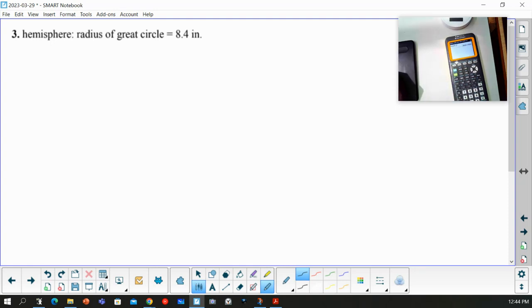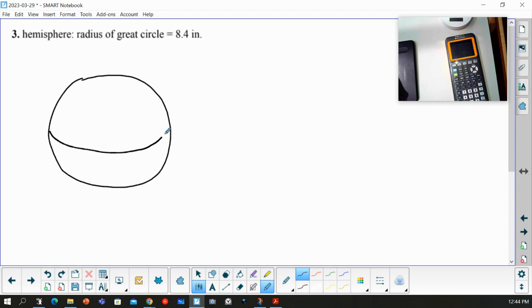Okay, we need to find the surface area of a hemisphere. And so let's start by just doodling here. This is a sphere. I'm going to draw it like this. And it says the radius of the great circle, that's exactly cutting through this thing, the radius is 8.4 inches.